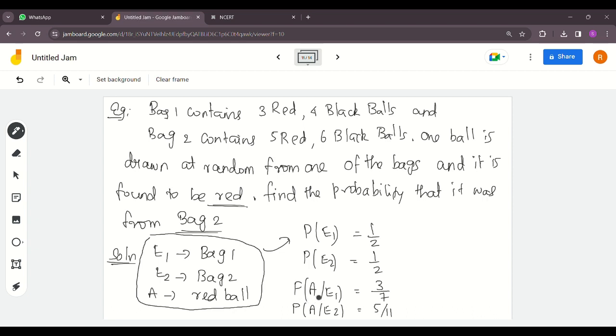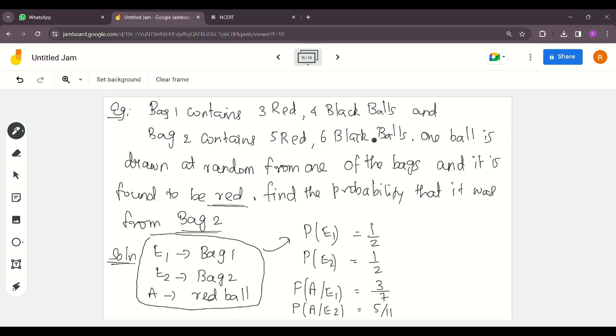So P of A bar E1 is nothing but the probability of choosing a red ball from bag E1. From bag E1, the probability of choosing a red is 3 out of 7. You will have to learn the symbols carefully. P of A bar E1 is nothing but 3 by 7. And P of A bar E2, similarly, is the probability of choosing a red ball from bag 2. So now the probability of choosing a red ball from the second bag is nothing but 5 out of 11.